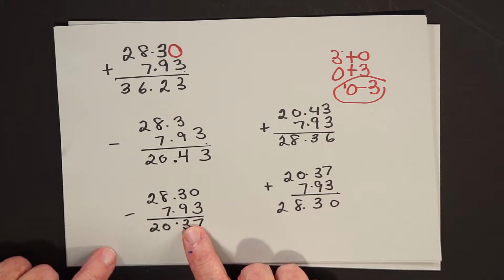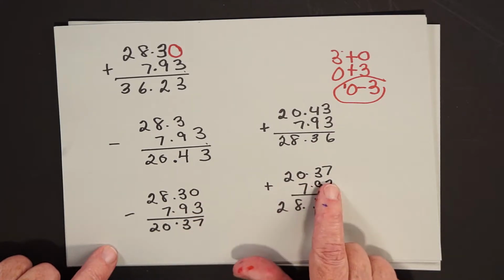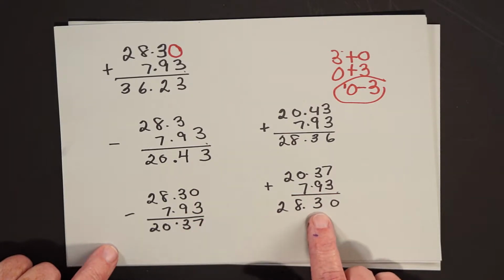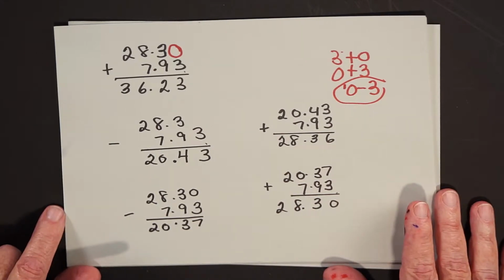How do we know that's the right answer? Well, we're going to check it. If this is the right answer, if I take 20.37 and add it to 7.93, I should get 28.30. And sure enough, that's exactly what happens.